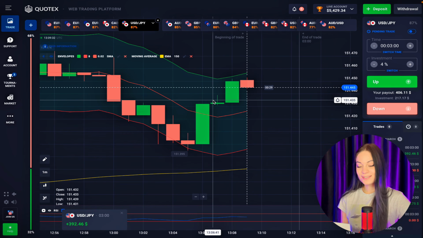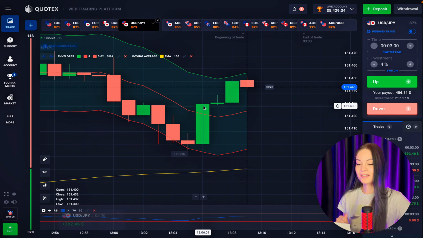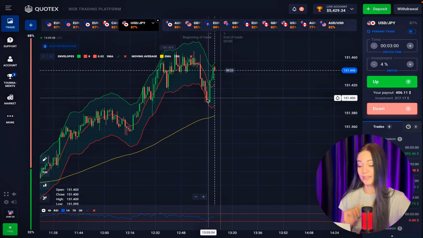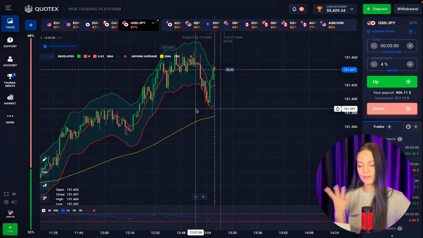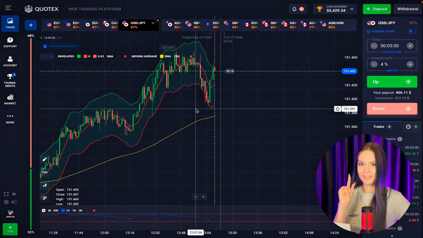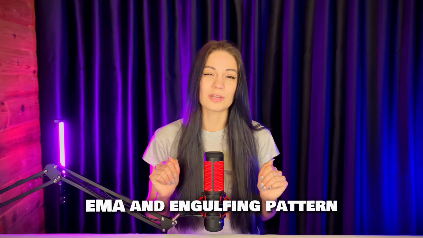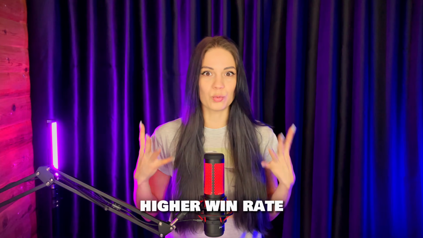All right guys, so the trade is closed in black. $392 we got from this trade, and the price shot up, so we did a good job. Well, I can say that this strategy proved to be more than excellent, and once again I would add EMA and engulfing pattern to this strategy, so we will get a higher win rate. And I will actually conduct a separate backtesting with the settings and share the results in my academy.